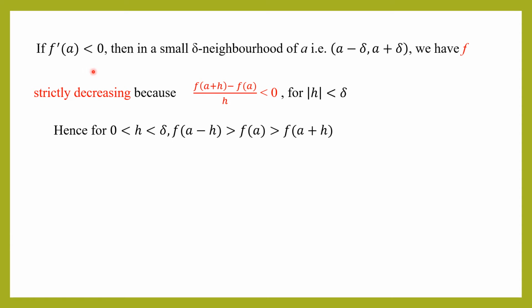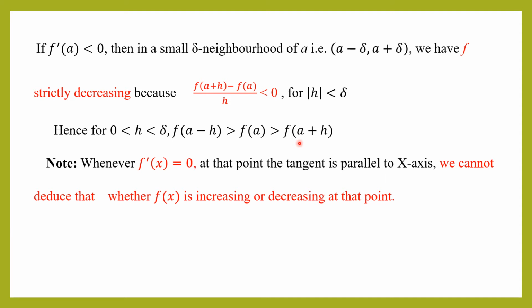If f dash of a is less than 0 in a small delta neighborhood of a, that is a minus delta to a plus delta, we have f strictly decreasing, because f of a plus h minus f of a divided by h is less than 0 for mod of h less than delta. Hence for 0 less than h less than delta, f of a minus h is greater than f of a, which is greater than f of a plus h.